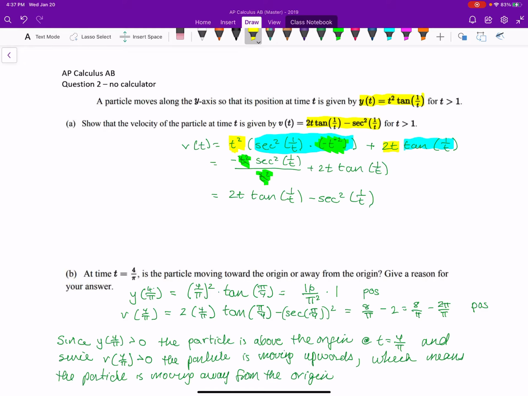Now let's say you can't get that. If you have to use v of t somewhere else, then you use the formula they give you. Don't use your own incorrect formula.